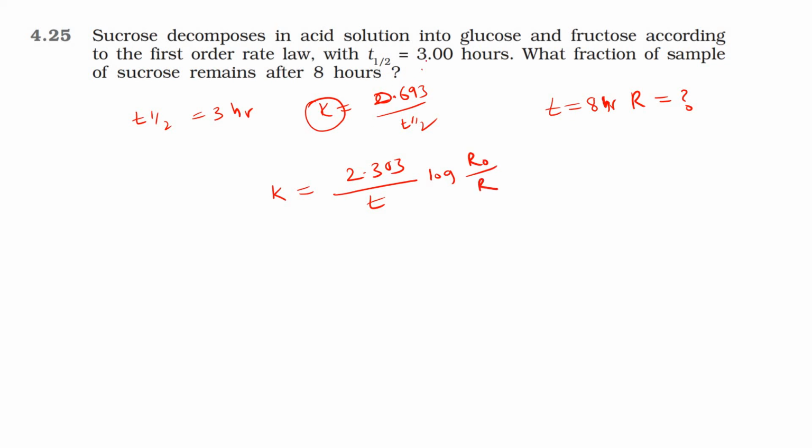K value we will get from where? Half-life period. So 0.693 by 3. If you do this one, then how much it will be? 0.231. 0.231 you will get. Now substitute 0.231 here is equal to 2.303. Time is how much here? 8 hours. Next, log. Initial concentration you take as 1 only, because they didn't mention that initial concentration. Okay, so what will be the final concentration? So do this one, just what the problem you have done, same thing.